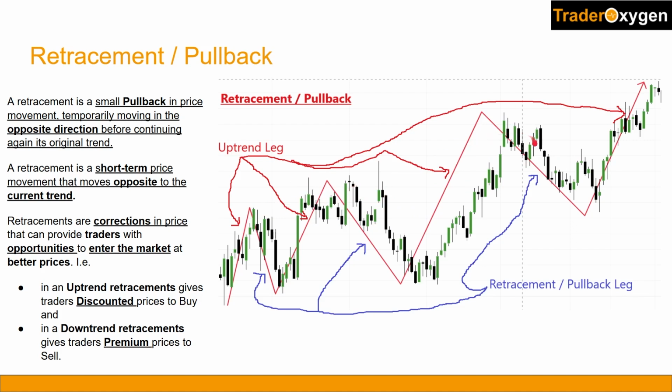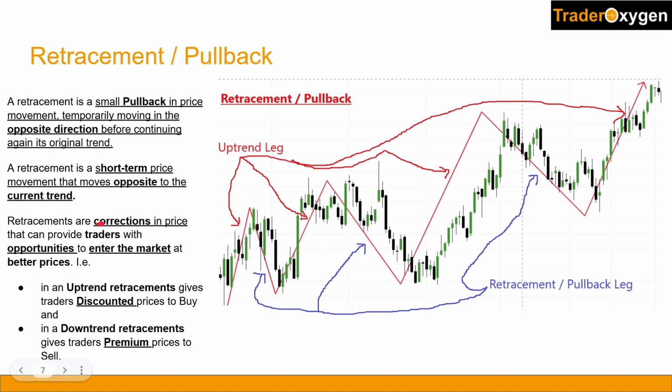This is a pullback in the opposite direction of the trend. So the trend is up, but during the pullback, the price is not going up. The price is going down. But after the pullback, the price will continue going up. So a retracement is a short-term price movement that moves in the opposite direction to the current trend. As I explained here, the current trend is up. A retracement temporarily moves the price down. So why are there retracements?